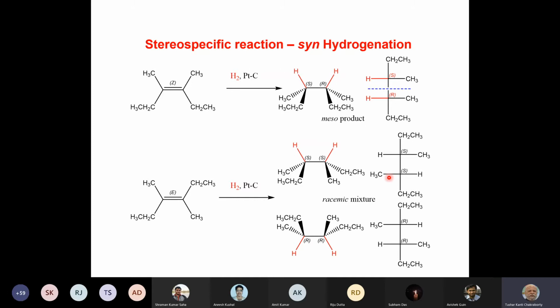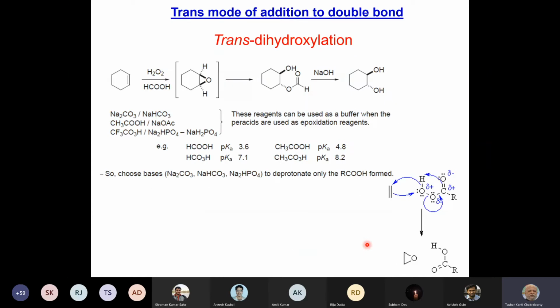And again, you can draw this Fischer projection, and then you can see that there is no element of symmetry in this one. So this is chiral, but as I said, you get an equal amount of both these compounds. So syn hydrogenation is also an example of a stereospecific reaction.